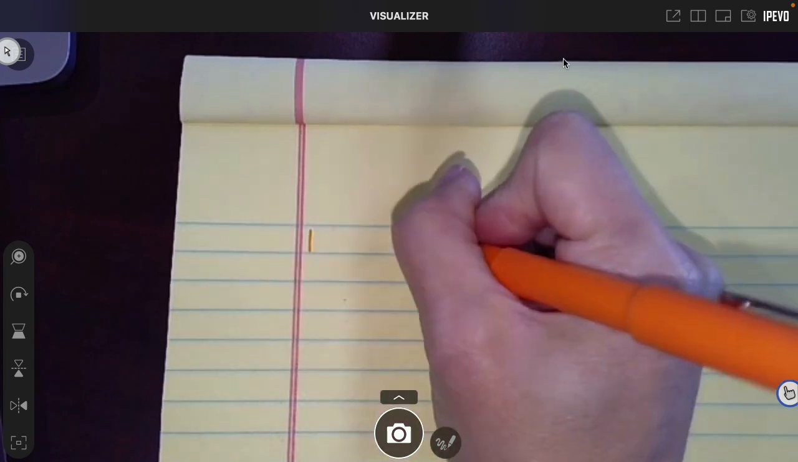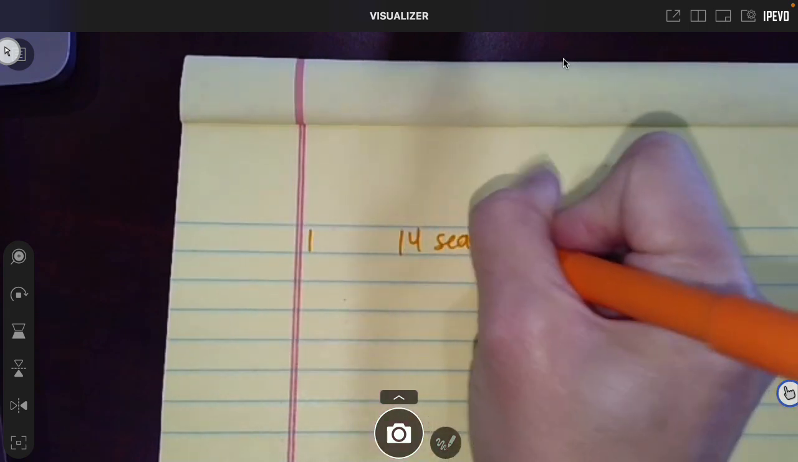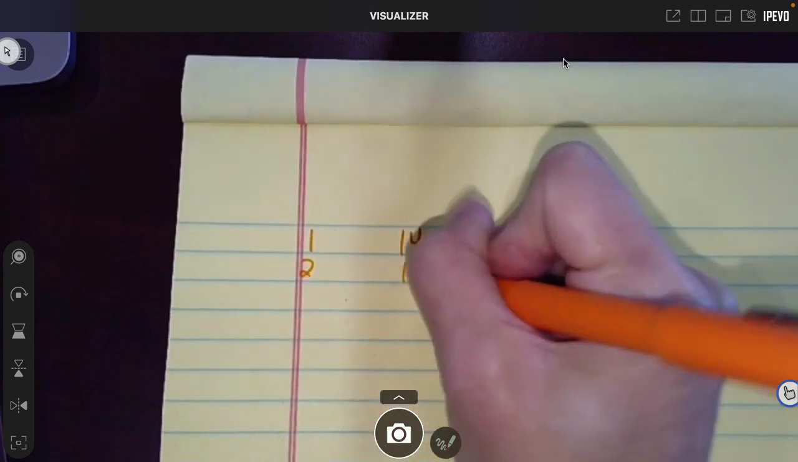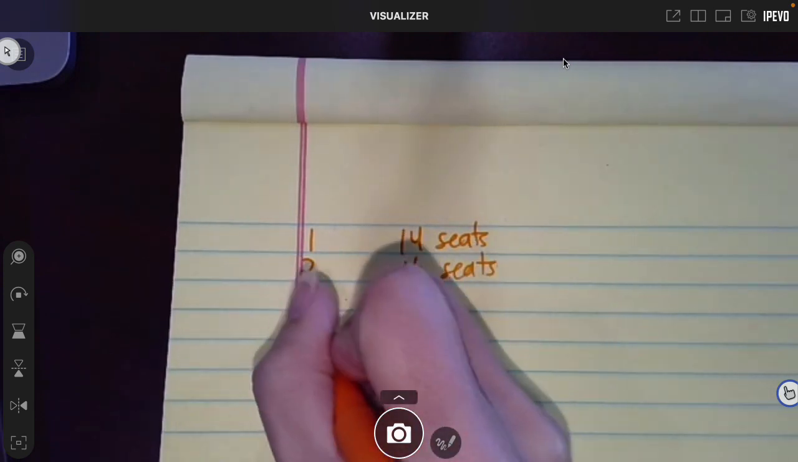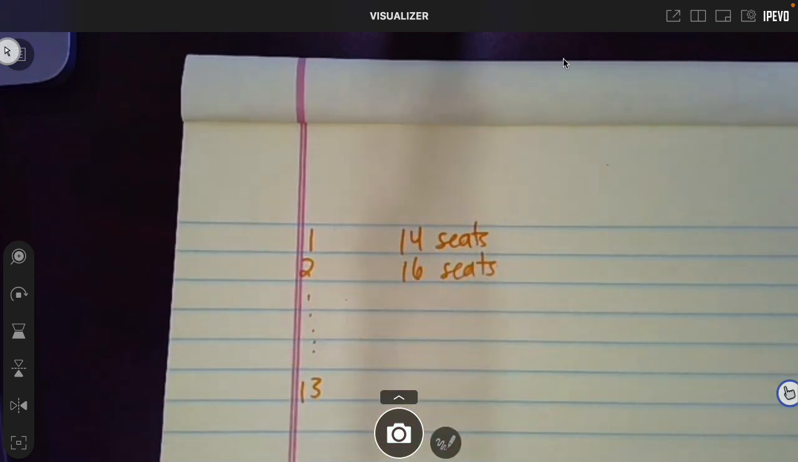That's right. So their picture says you have all these rows of seats, and we want to find out how many seats are in a row that's further up. So they said row 1, our first row, has 14 seats. Row 2 has 16 seats. We can already tell our difference, right? Our common difference. And it's asking how many seats are in row 13.